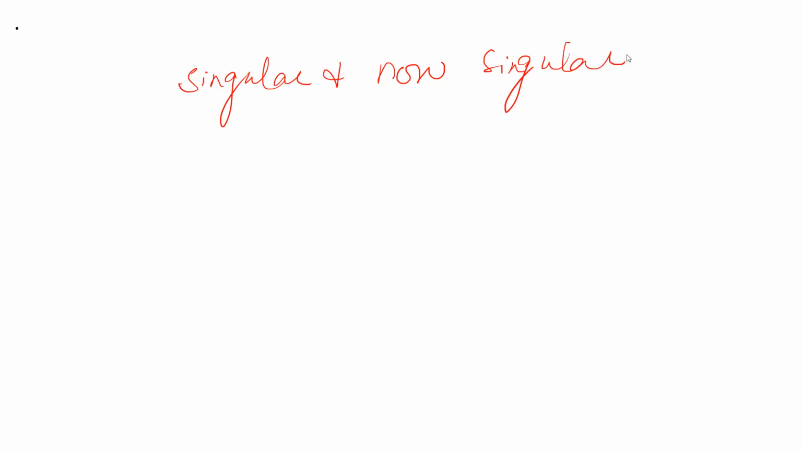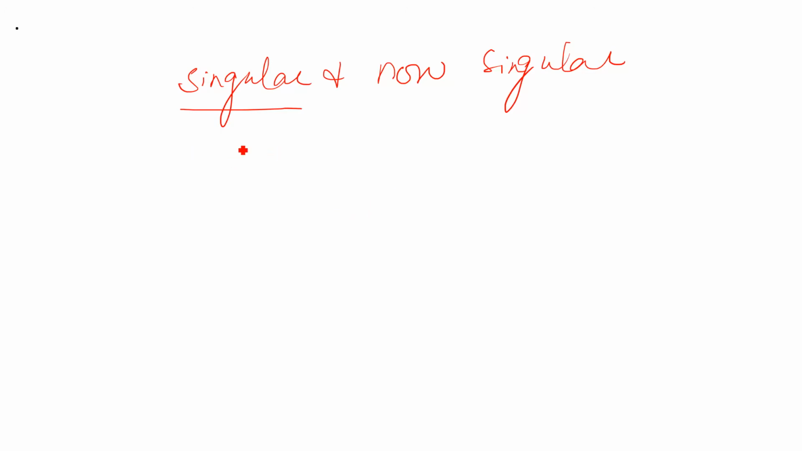In this lesson, we will discuss singular and non-singular matrix. A matrix is said to be singular if its determinant is equal to 0. Now, what does it mean?